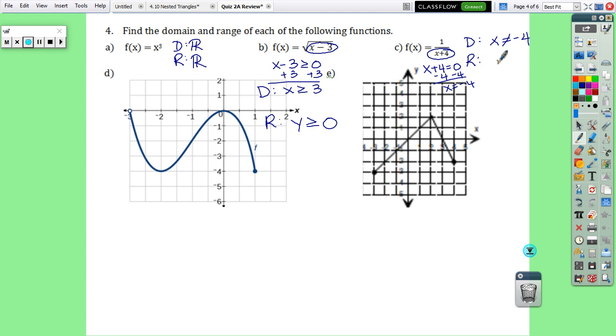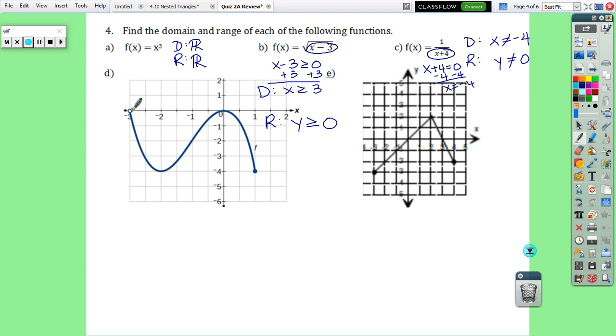The range can be anything except y is not going to be equal to 0, because there's no way to get an answer of 0 when you're dividing by a number, unless your top number is 0, and in this case your top number is not 0, so you won't get a 0 in this case.